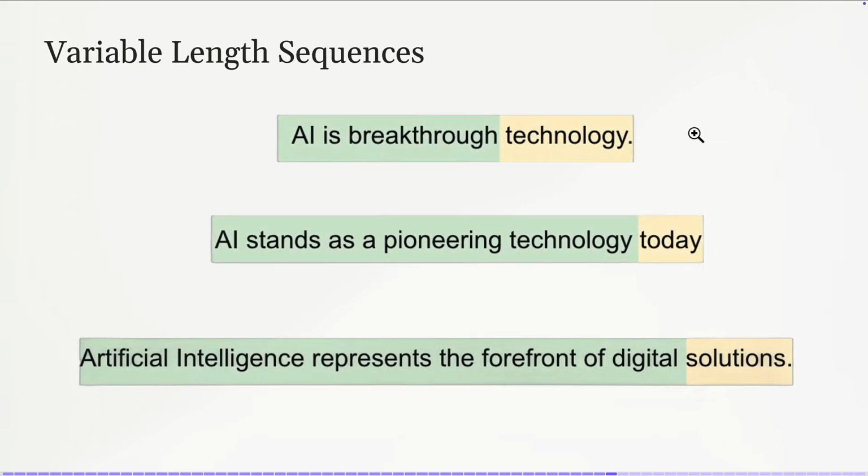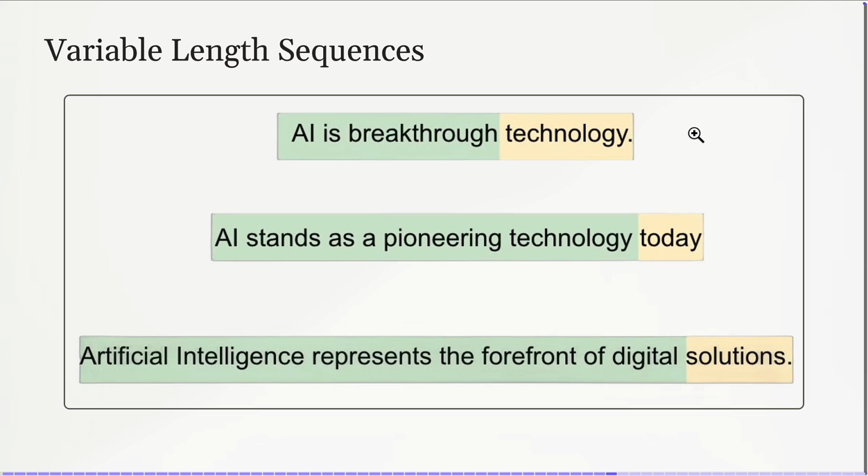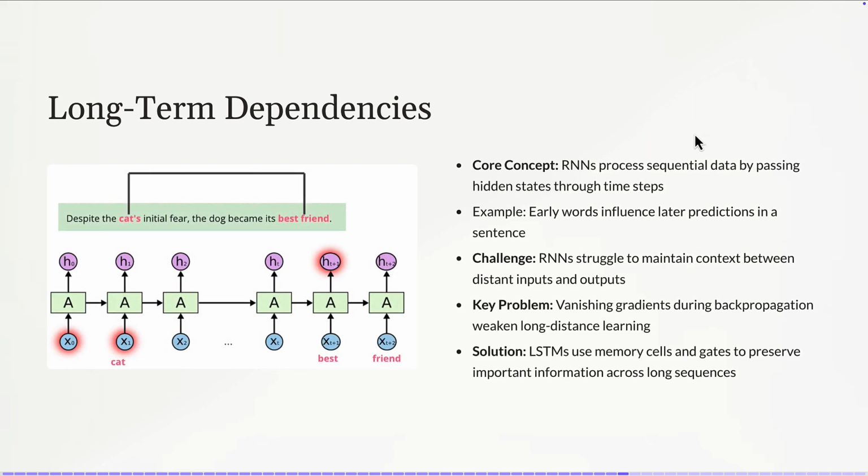Okay, so variable length sequence: I can write sentences with different lengths. AI is a breakthrough technology, or AI stands as a pioneering technology today, or artificial intelligence represents the forefront digital solution. All of them mean the same thing, but they are written differently. And this makes a challenge. Okay, we need to have long-term dependency.